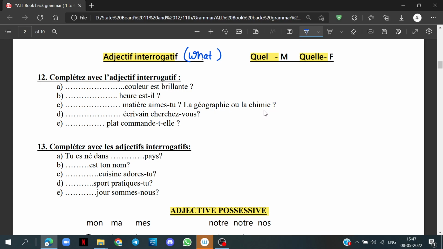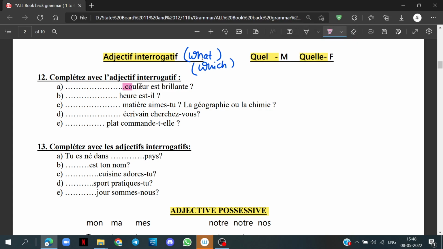Geography or chemistry? Quel écrivain cherchez-vous? What writer are you looking for? Or which writer are you looking for? Or which plat: quel plat commande-t-elle? What or which would be the ideal English translation, because in some places they also mean "which." So here the word couleur is the only exception. Other than that, all others, you just have to follow the rule.